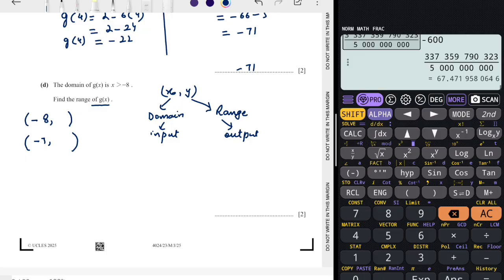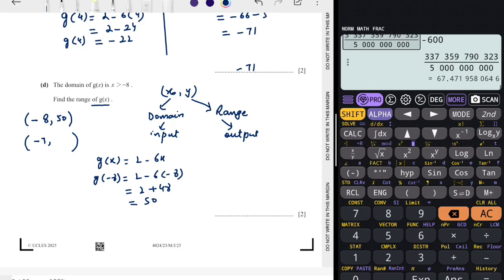First of all, we write the function, that is g of x is equal to 2 minus 6x. We'll substitute minus 8. It will be 2 minus 6 times minus 8. So 2 minus minus, plus 48, and this becomes 50. So if you substitute minus 8, your range becomes 50.